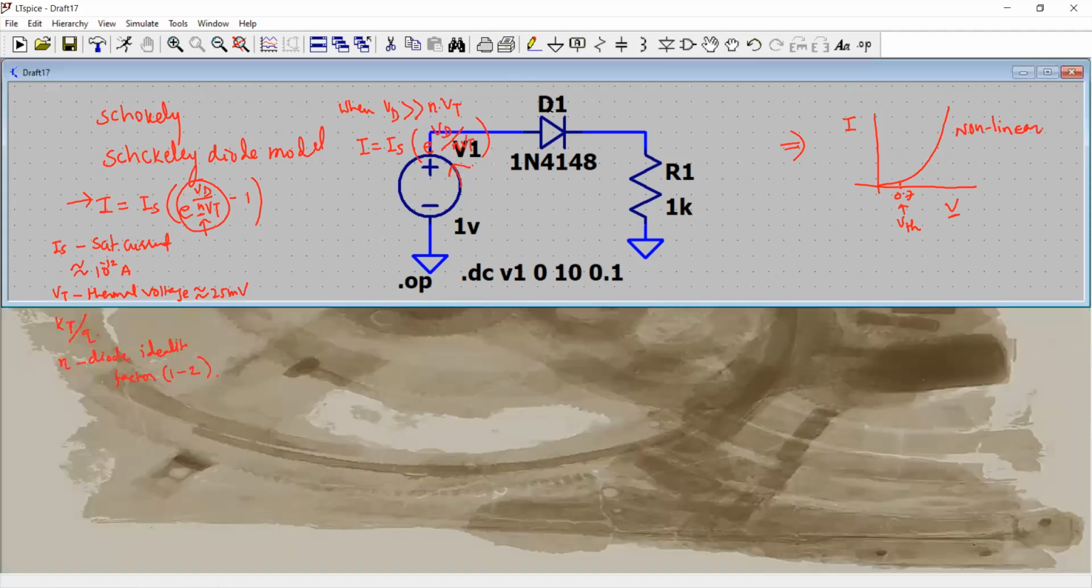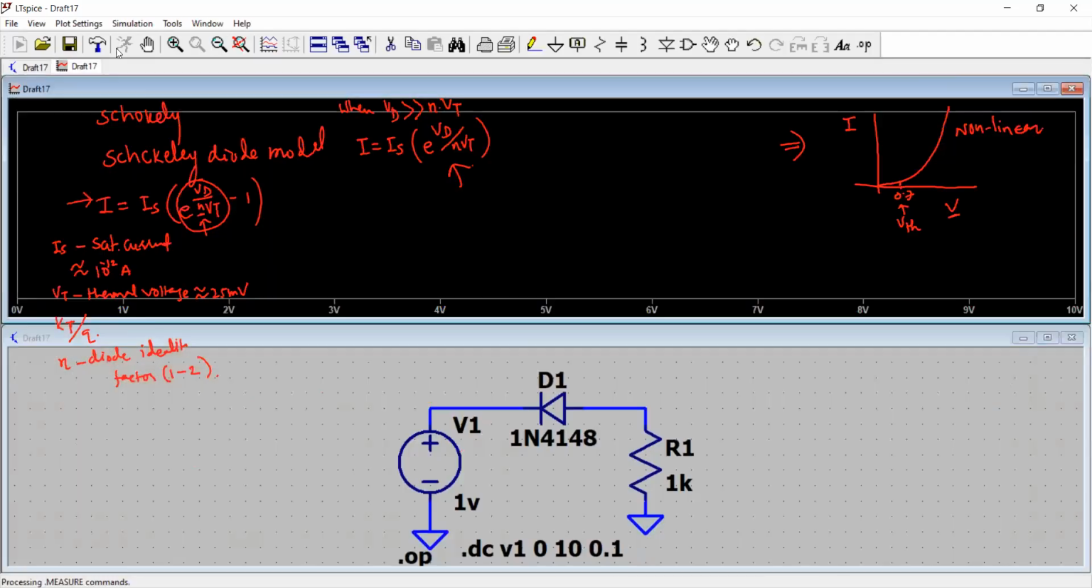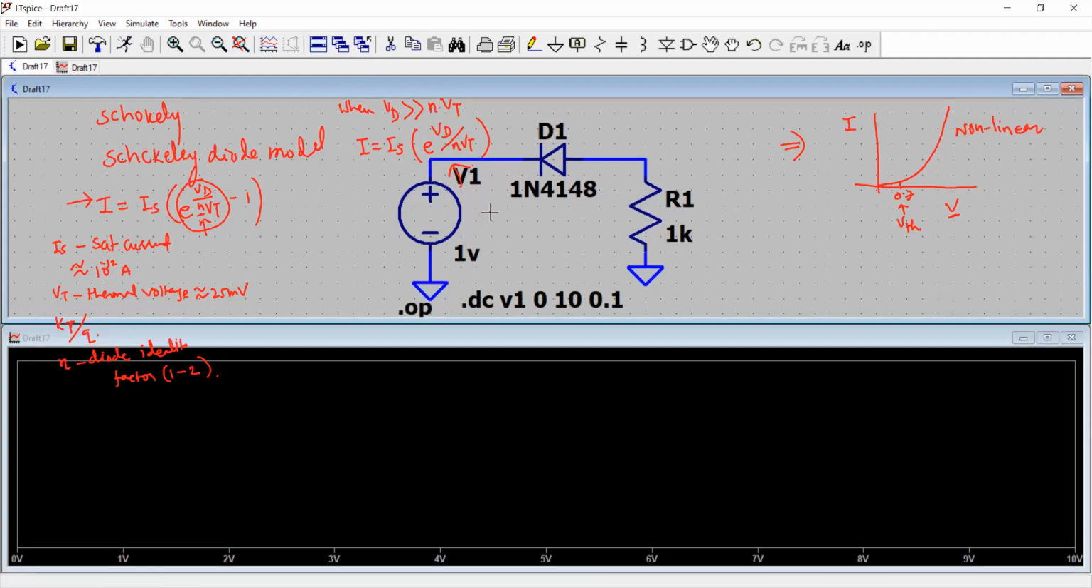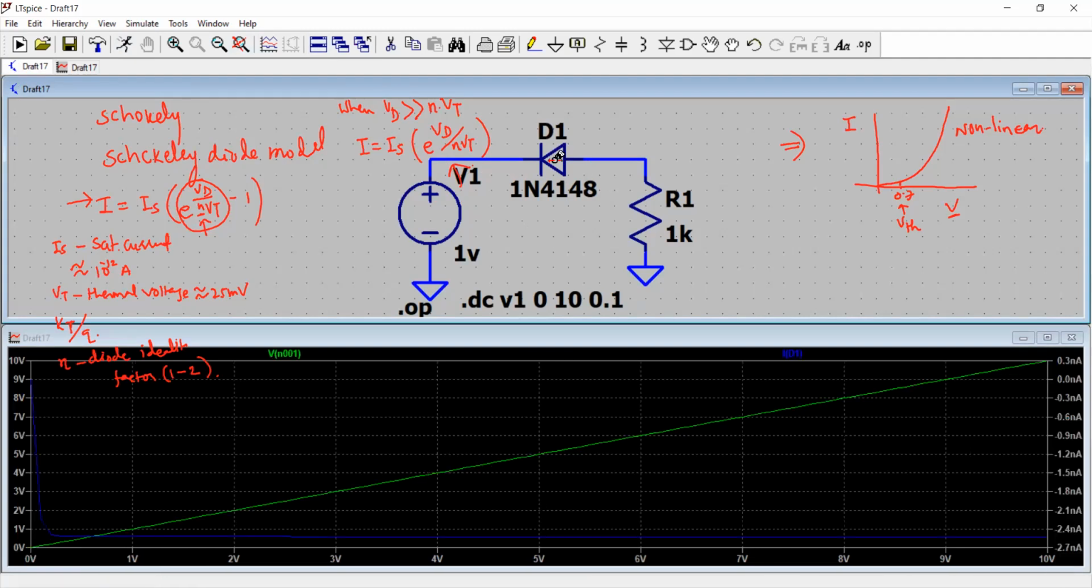Now I want to simulate the reverse characteristics of a diode. For example, I will just reverse the polarity of the diode. Just Control R on my keypad, and then I am just connecting the diode again in the fashion shown, and that's it. And when I'm done, I will click the simulate button. Now here I again want to see the input voltage, that is here, and then the current through the diode.